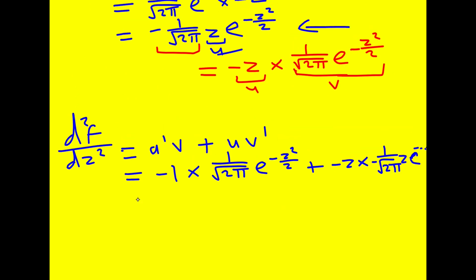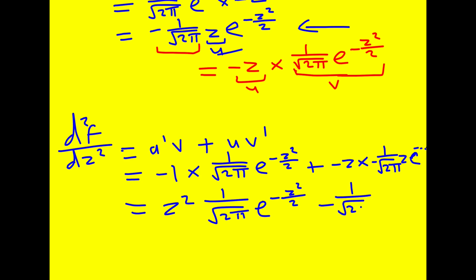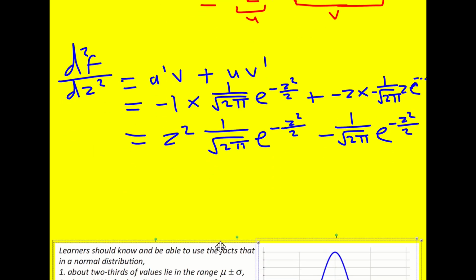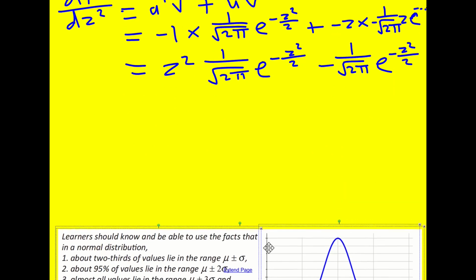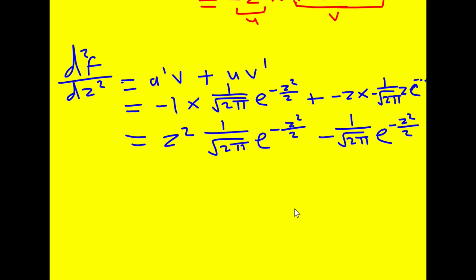I think it's worth doing two things. I'm going to factorize out. No, I'm not. I'm just going to rewrite it. So it's going to become z. I'm going to deal with the second term. It's going to become z squared times 1 over root 2 pi e to the minus z squared over 2, minus 1 over root 2 pi e to the minus z squared over 2. So I need to work out when this is greater than 0 and when it's less than 0.